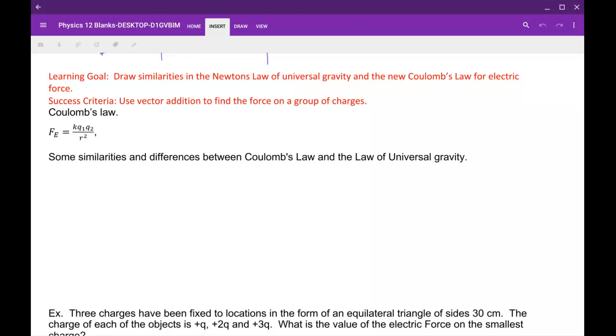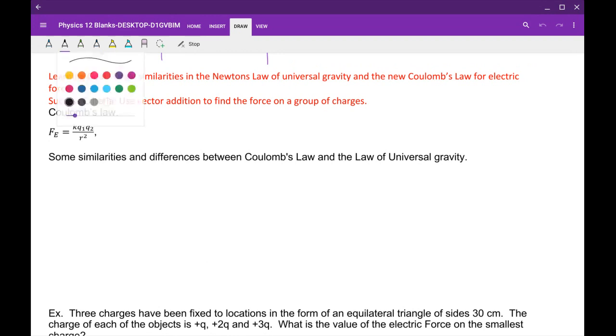Okay, so what we're doing today is Coulomb's law. Our learning goal is to draw similarities to Newton's law of universal gravity and the new Coulomb's law for electrical force. Our success criteria: we use vector addition to find the force on a group of charges.